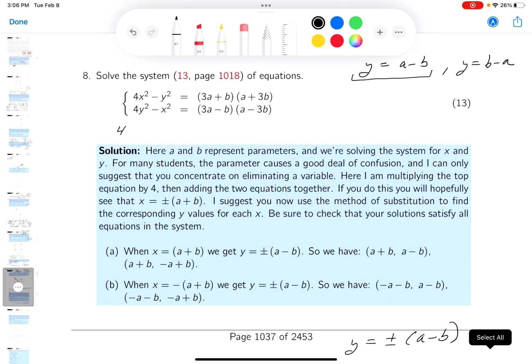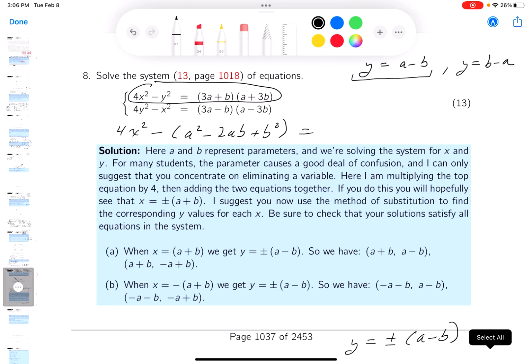You get 4x squared minus, well, I got to square the a minus b now, which might seem outrageous to you, but I got to do it. That's going to be a squared minus 2ab plus b squared. Again, I'm using this equation over here. All right? 4x squared minus, I just squared a minus b. What do you get on the right side?